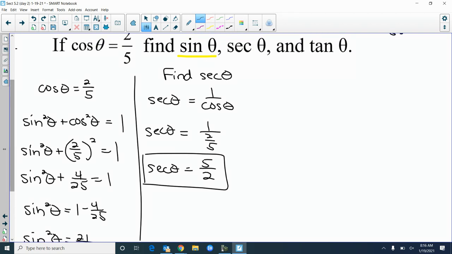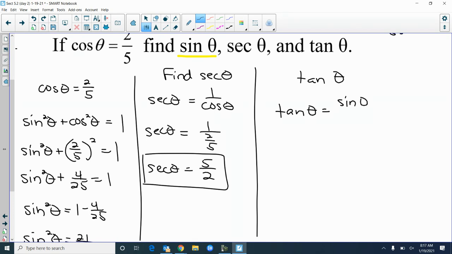And the last one is the tangent of theta. Sometimes there's going to be more than one way, and sometimes there's only one way. It just depends. What are our quotient identities? Tangent of theta equals sine divided by cosine. Since we know them both, let's use that. Tangent of theta equals sine of theta over cosine of theta.